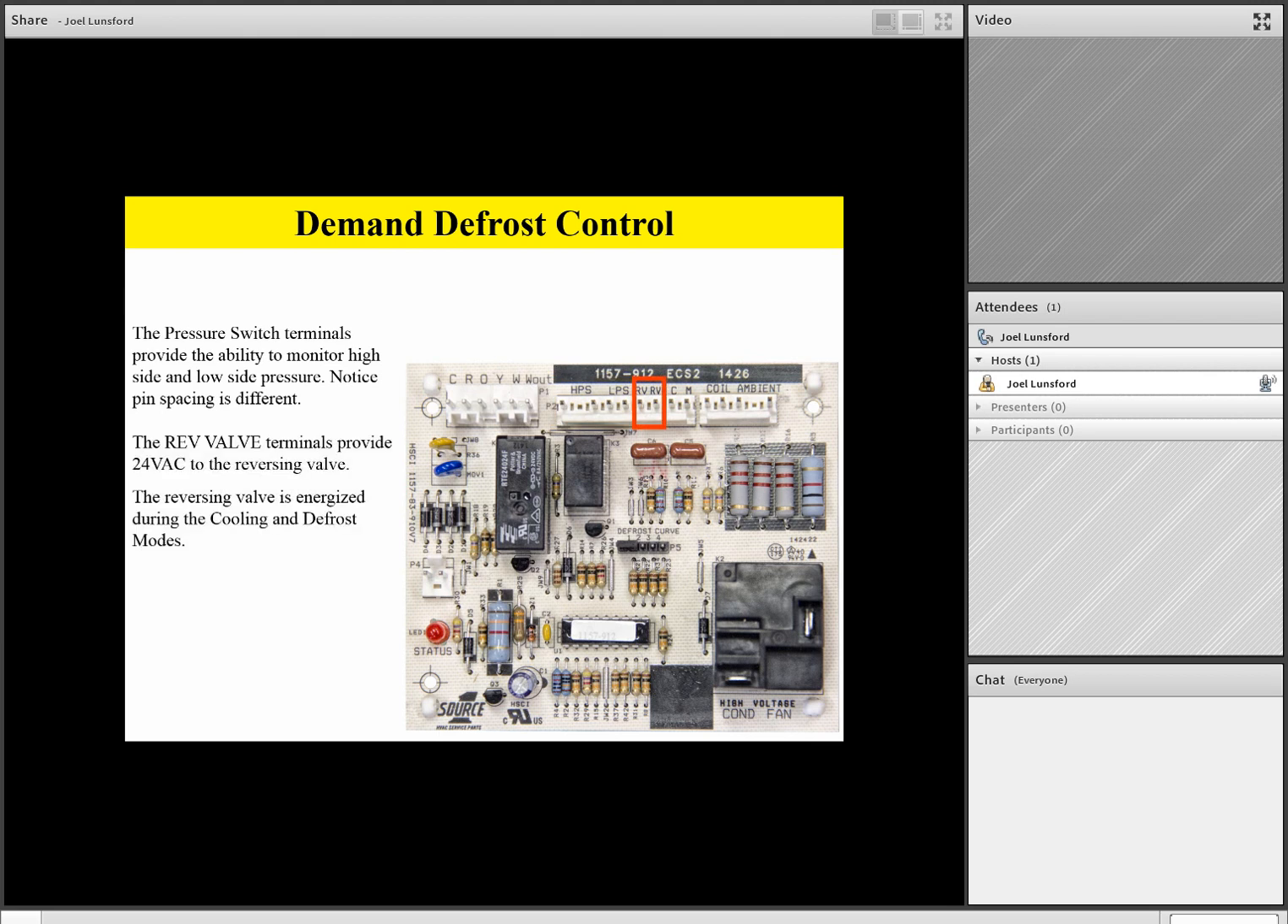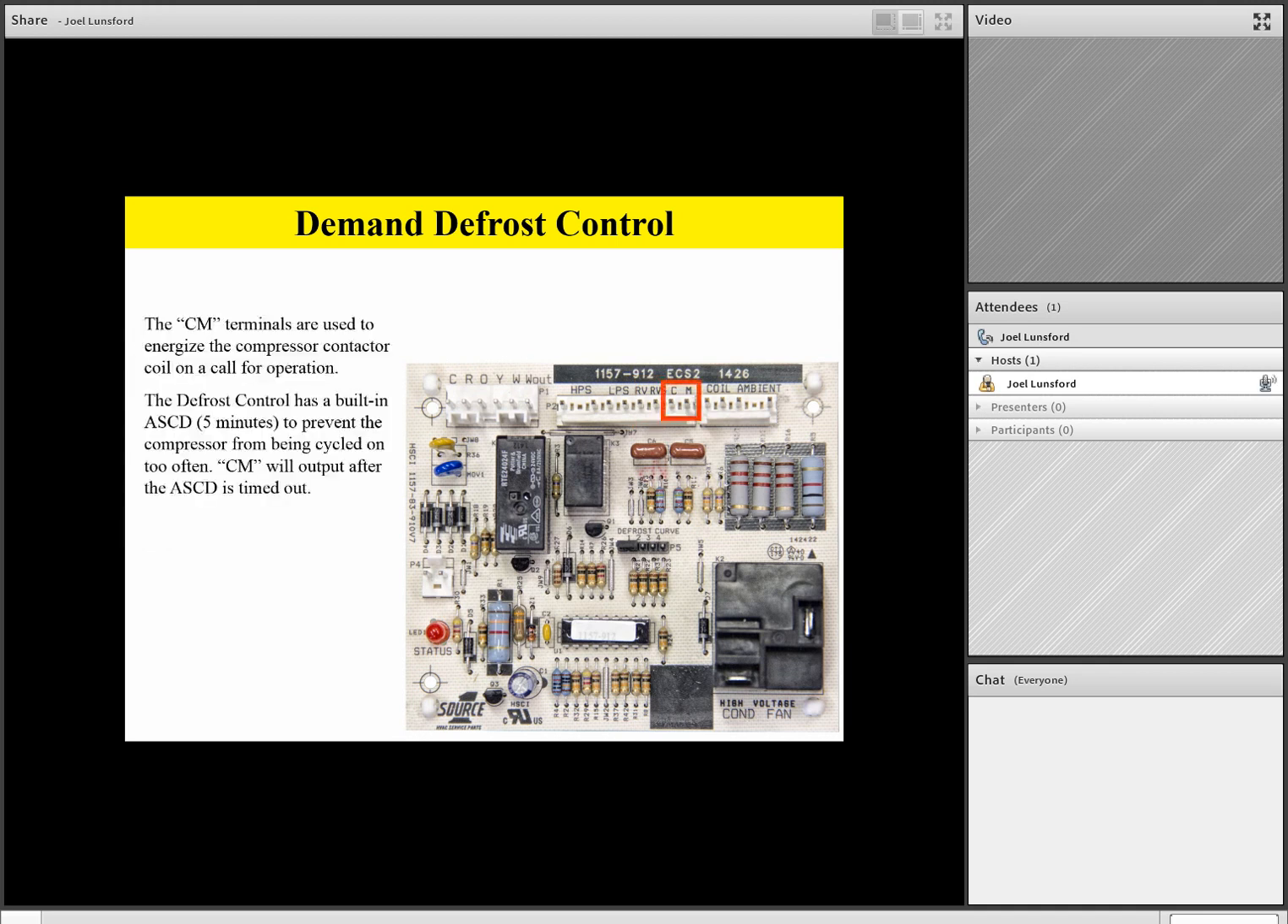The RV terminals, or the RV pins on the defrost control, are two wires that go down to the reversing valve, and those wires will energize the reversing valve in the cooling mode of operation. It should also be noted that during defrost mode of operation, the RV terminals will also be energized to energize the reversing valve into the cooling mode of operation during defrost.